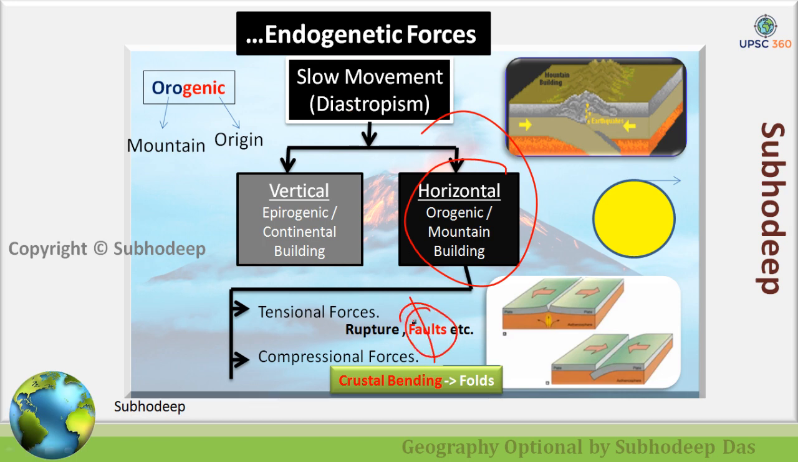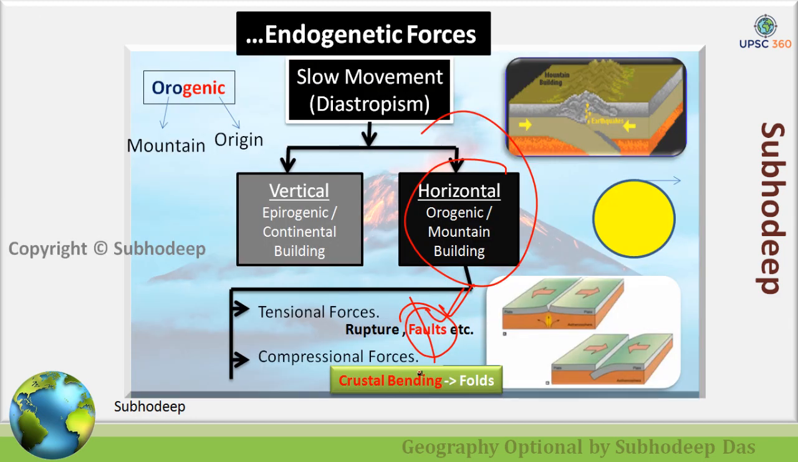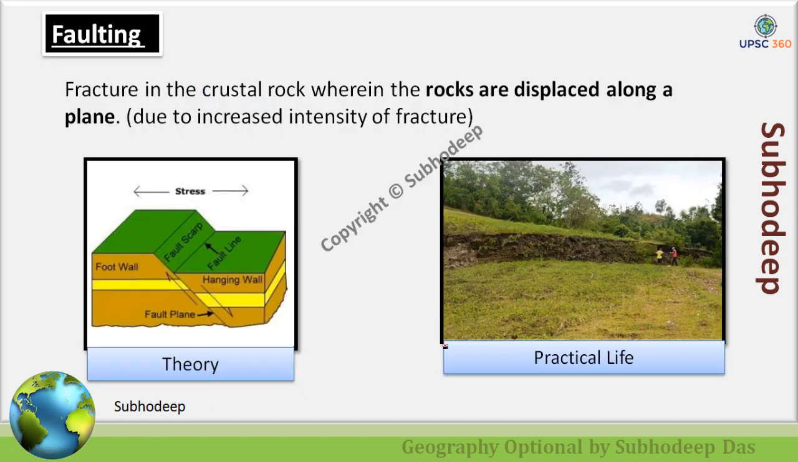Now next comes faulting, right? We'll discuss tensional forces, faulting. First we have already discussed folding, compression forces. Now tensional forces, that is faulting. What is faulting? In faulting, the crustal rocks fracture, right? The rocks are displaced along the plane, like this. Earlier the plane was like this probably. Now along an axis, this wall has shifted downward, right? So it has happened due to the creation of the fault over here, right?